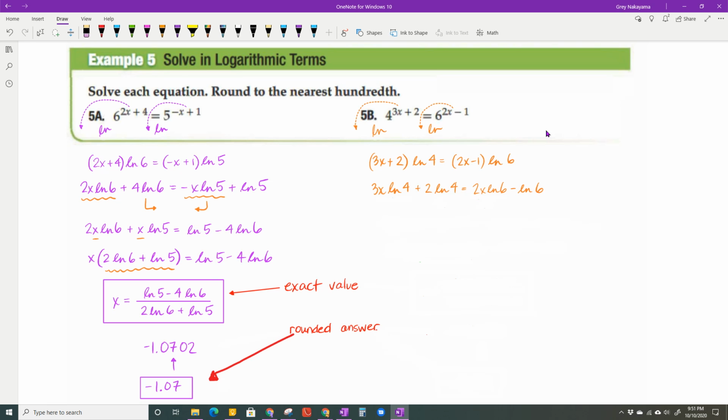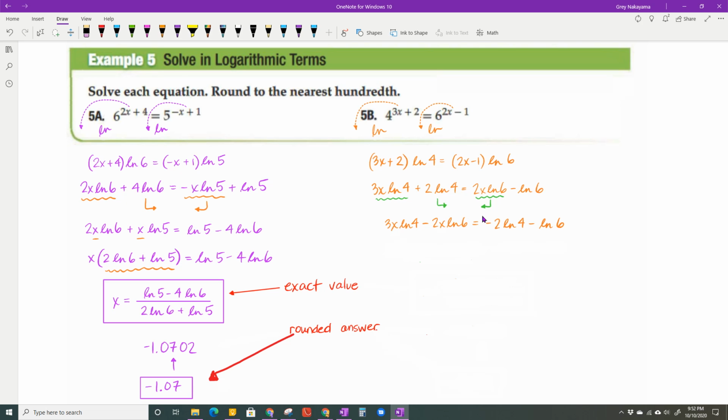Okay? I have to get my x's on the same side. It doesn't matter which side you collect it on, y'all. Okay? So I'm going to take this over to the left, which means that I'm going to subtract. So I'm going to have 3x ln 4 minus 2x ln 6. And then I got to get this to the other side, so I'm going to subtract it. So minus 2 ln 4 minus ln 6. Okay, same thing we just had.